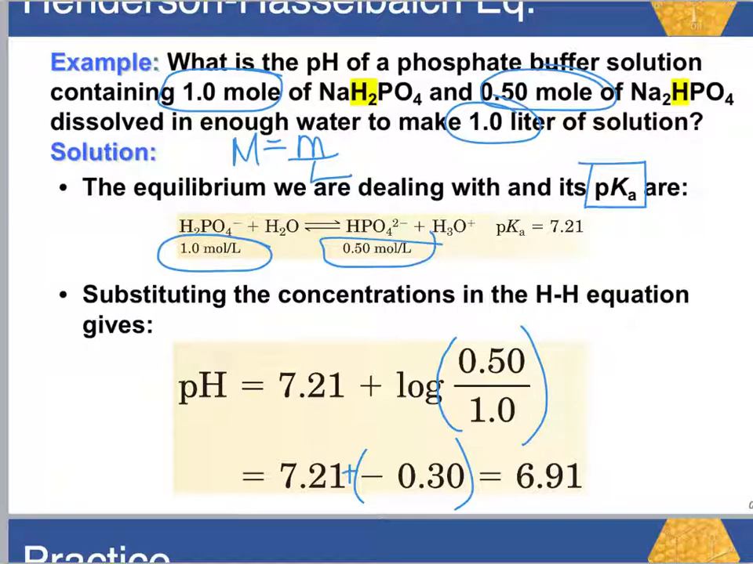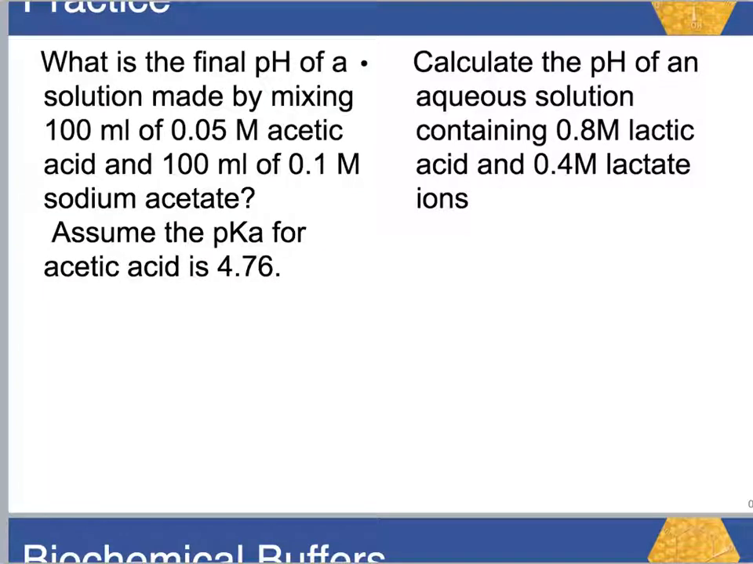All right, let's try one of these. What is the final pH of a solution made by mixing 100 mLs of 0.5 molar acetic acid and 100 mLs of 0.1 molar sodium acetate? Assume the pKa for acetic acid is 4.76. So in this problem, they gave you milliliters, which is not necessary. It's supposed to throw you off because you already have the molarity.